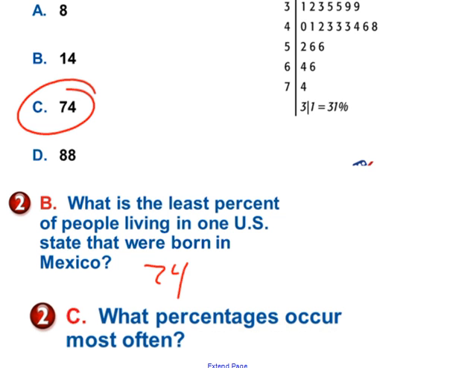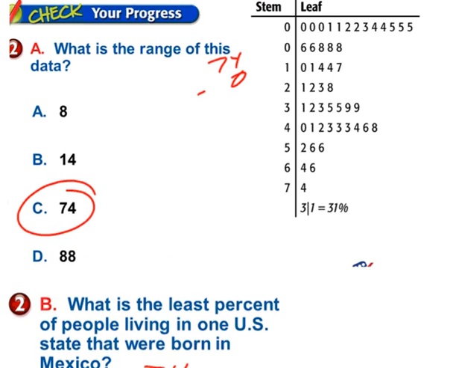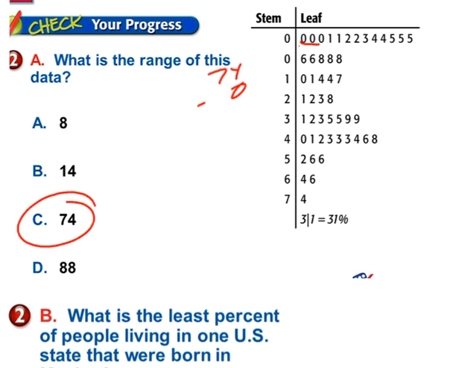What percentage occurs most often? Well, I've got 0% three times, 5% three times, 8% three times, and 43% three times. Did I miss any in there? So I think those are my ranges: 0%, 5%, 8%, 43%, and I think those are the most common.